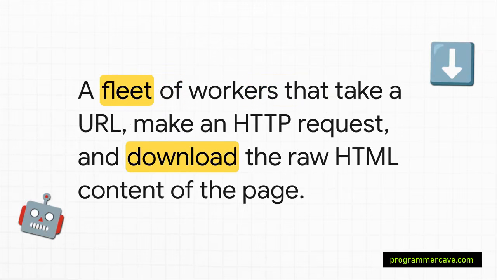Okay, next up we have the downloader fleet. Think of these as your workhorses. They're an army, a huge number of simple little programs, and they have only one job. Take a URL that the frontier gives them, go out onto the web, and fetch the raw content of that page. That's all they do, but they do it millions of times.